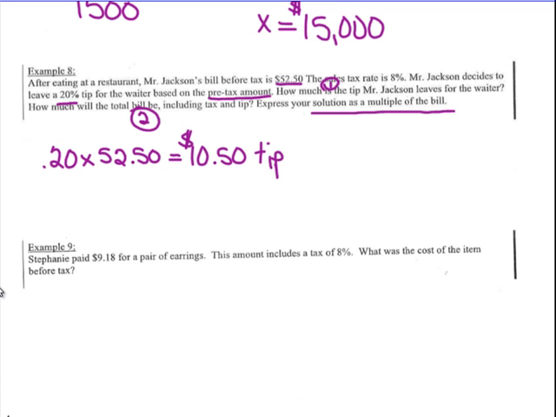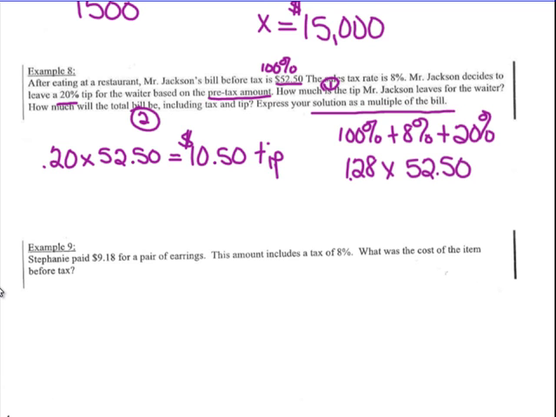How much will the total bill be, including tax? One way I could figure this out is, okay, he pays all 100% of the $52.50, plus he pays 8% for the tax, plus he pays 20% for the tip. So I could add my 100% plus my 8% tax plus my 20% tip, and I would get 128% of his bill. That is going to be his total bill. 128% times my $52.50. Here's my solution as a multiple of the bill.